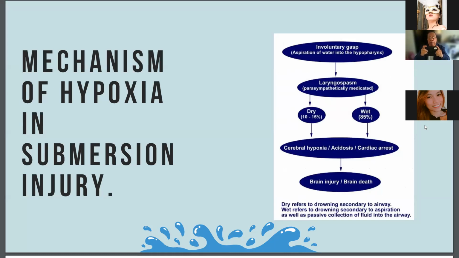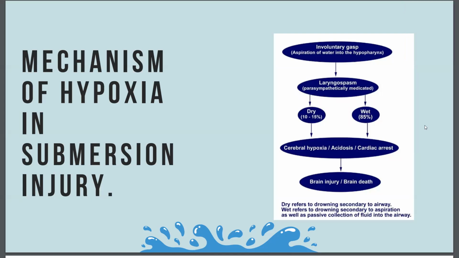So this is the mechanism of hypoxia in submersion injury. Approximately 10 to 15% of individuals maintain tight laryngospasm until cardiac arrest occurs and inspiratory efforts have ceased. These victims do not aspirate any appreciable fluid. So this is referred to as dry drowning, as we can see in the chart: the involuntary gasp, the laryngospasm, and then dry or wet, and then brain injury while the person is drowning.